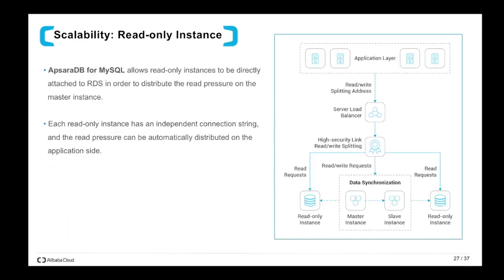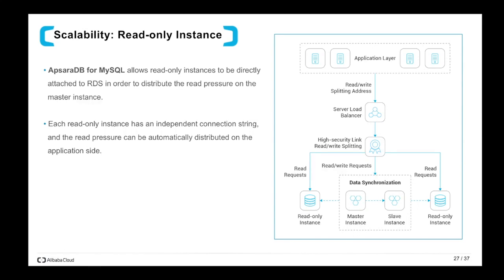Okay, let's take a look at the read-only instance. Here, let's see the graph on the right side. You can create multiple read-only instances, and the data will be synchronized automatically from the master instance to the read-only instances. And then on the application side, you can split your workload into two parts, the read-write part and the read-only part. After doing that, the read requests will be distributed to the read-only instances. So it can reduce the workload pressure of the master instance, and you will have better read performance.